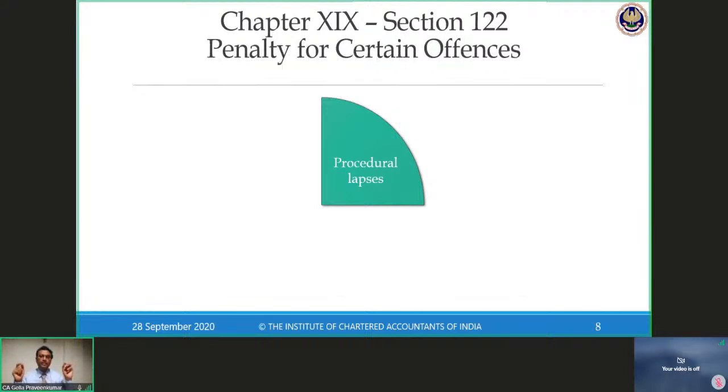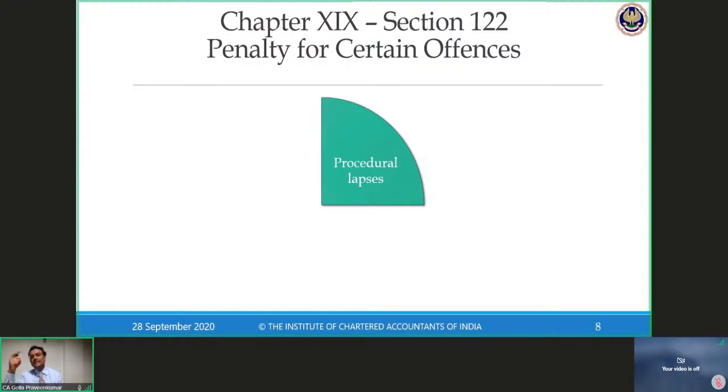First bucket called procedural lapses. What do you mean by procedural lapse? Getting registration. You're supposed to register on 1st April. You have registered on say 15th of May. You have delayed in getting registration. You are supposed to file a return. You have delayed in filing a return. You are supposed to give some information while filing the return. You have failed to furnish the information. You are supposed to file a final return. You have failed to. All these are called procedural lapses.